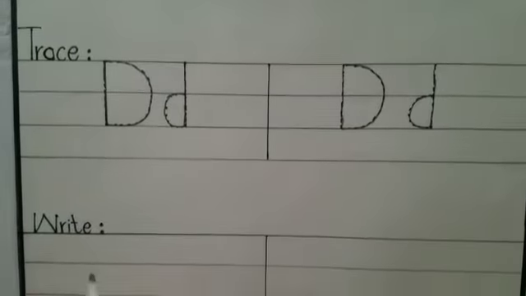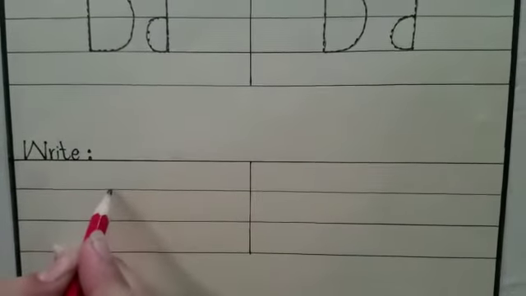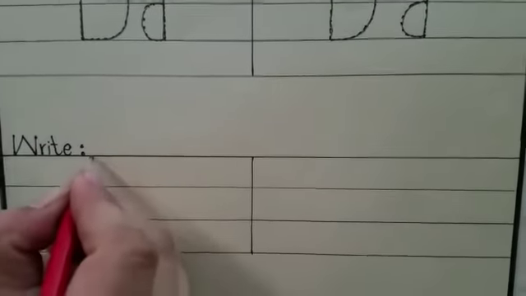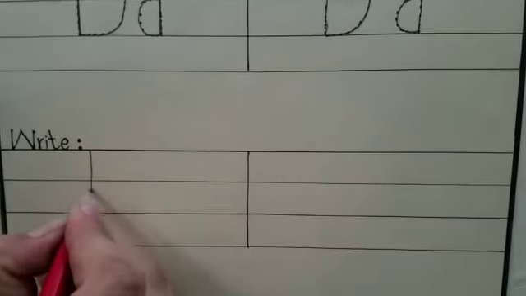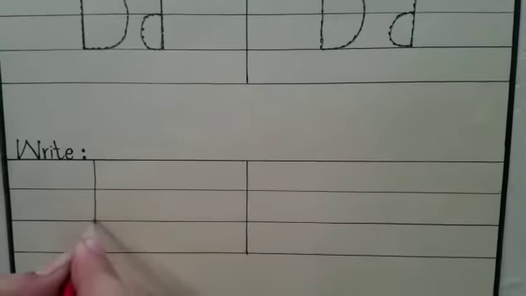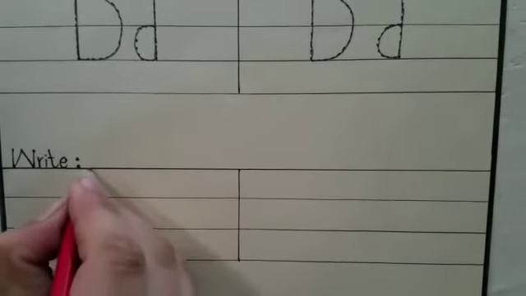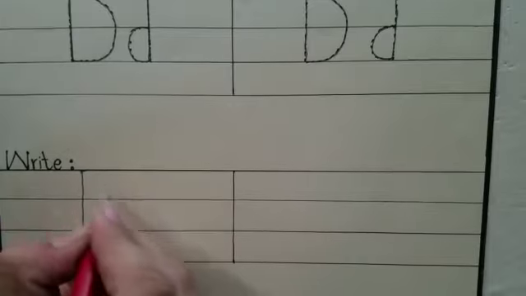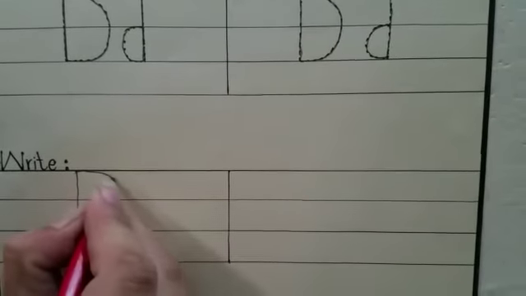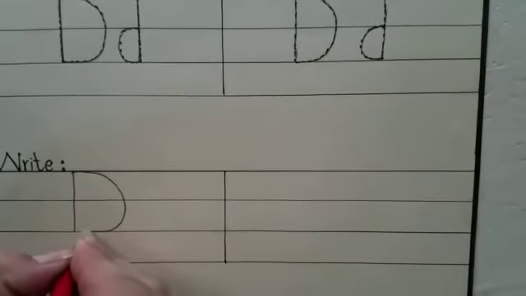Let's write letter D. Watch me to write letter D in these three lines. As letter D is in upper three lines, so write capital D. First draw a straight line from the first line to the third line like this. Now draw a semicircle at the right side of line like this. This is capital D.